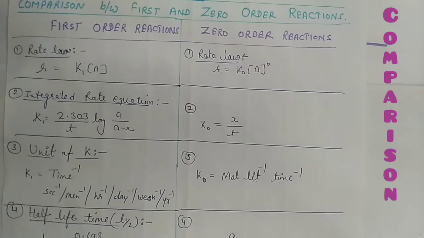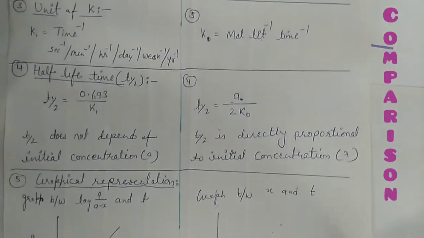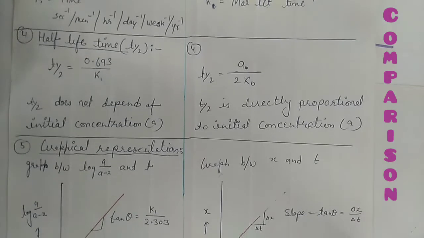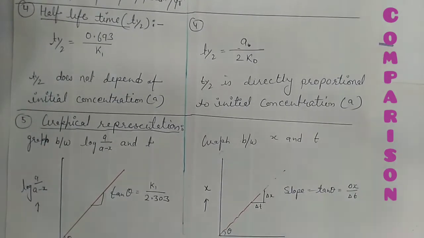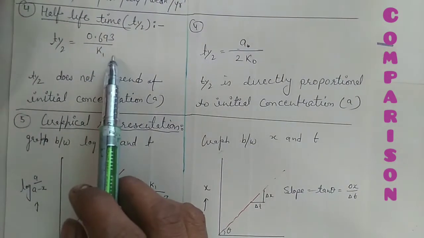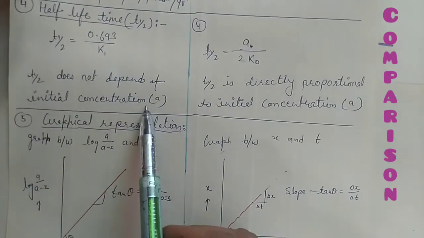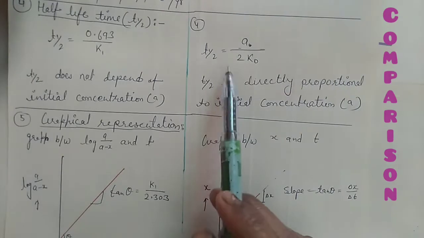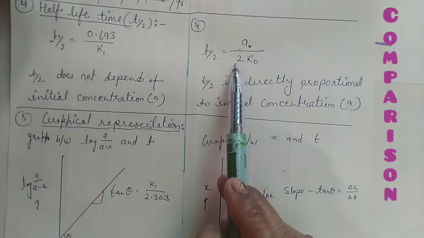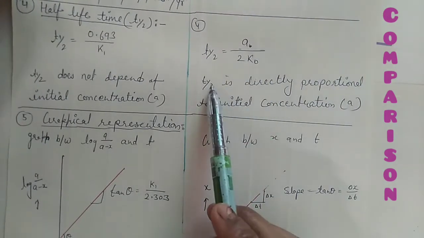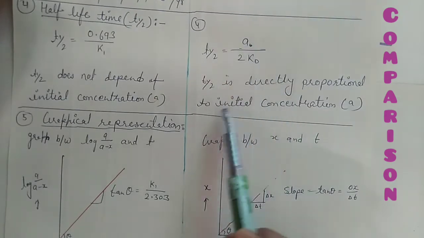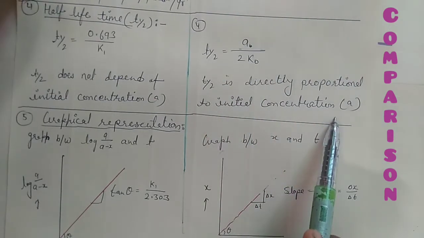Next, half-life period or half-life time, meaning t half. For a first order reaction, there is no dependence of t half on the initial concentration, meaning t half is equal to 0.693 upon K1. T half does not depend upon the initial concentration a, while for a zero order reaction, t half is equal to a0 upon 2K0, meaning t half is directly proportional to the initial concentration a.